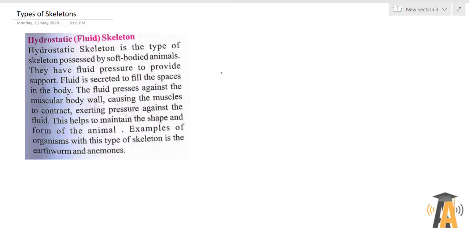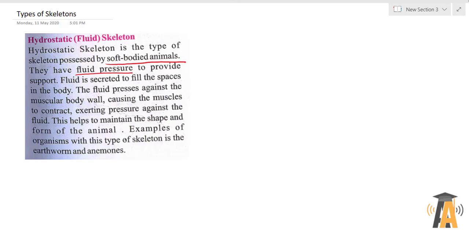Now, this type of skeleton is usually possessed by soft-bodied animals. And how do they move? They move with the aid of fluid pressure. Don't forget, from the top here, hydrostatic has to do with water or fluid. Now, they use fluid pressure to provide support, which serves as a form of skeleton. The fluid is secreted into the body, and the fluid presses against the muscular wall, and this helps to generate fluid pressure to provide support, and it helps the animal to maintain its shape and form.